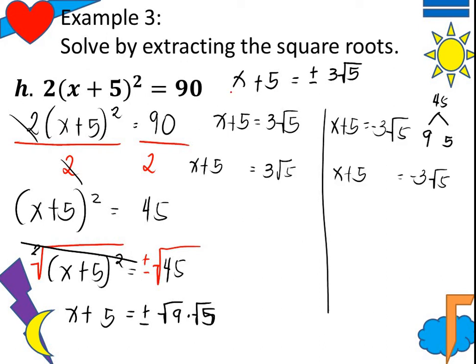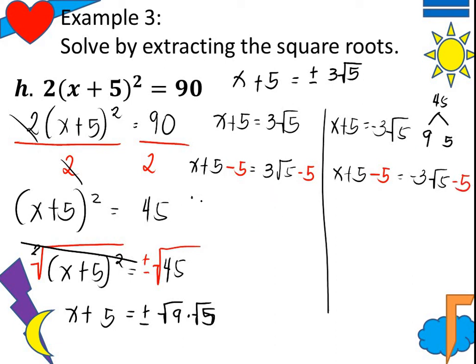Now, to find the value of x, you need to remove positive 5 here by adding its additive inverse, which is minus 5 on both sides of our equation. Similarly, you need to remove positive 5 here by adding its additive inverse, which is minus 5 on both sides of our equation.